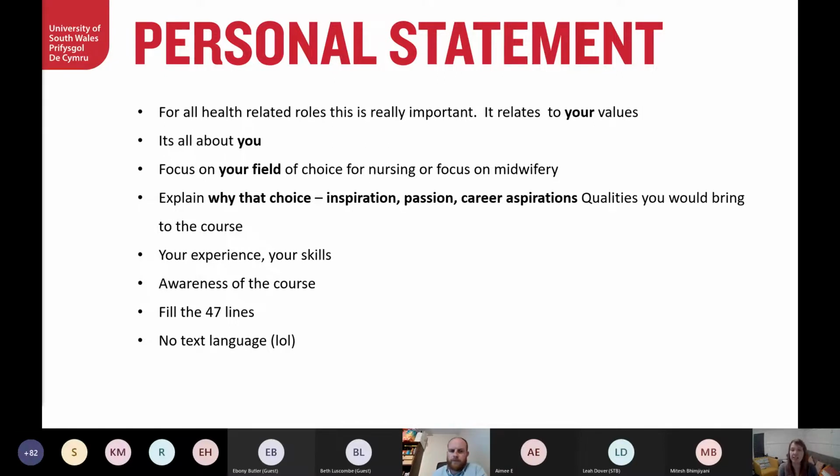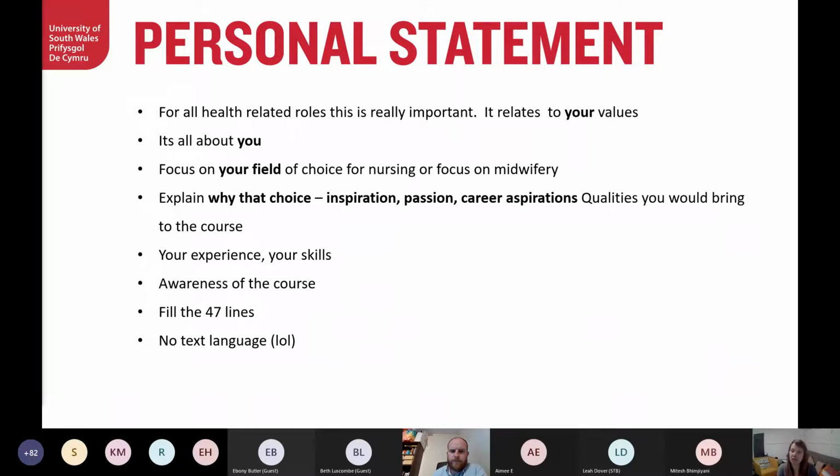So make sure that experience and your skills are within your personal statement. It's always nice in your personal statement to put a little bit about why you want to do it. So I know Ollie said that it's good to put in why you want to be a nurse, why you want to be a midwife, why you want to be a physiotherapist. So put that in there.